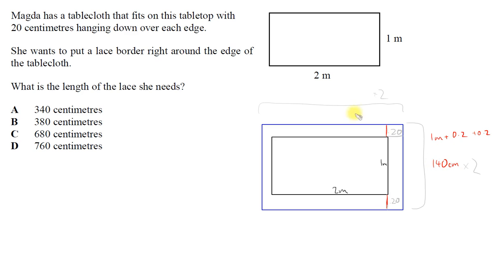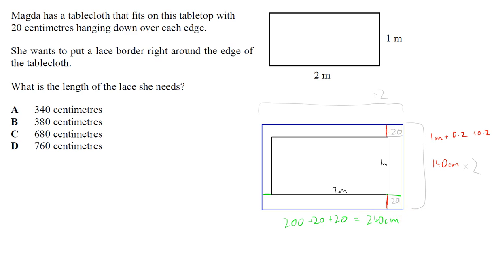Okay, looking at our long side here, it is very similar. We have a 2 meter long length, then we have 20 centimeters across here and 20 centimeters across there. So it'll be 200 centimeters plus 20 plus 20. So 200 plus 20 plus 20, and that'll equal 240 centimeters.